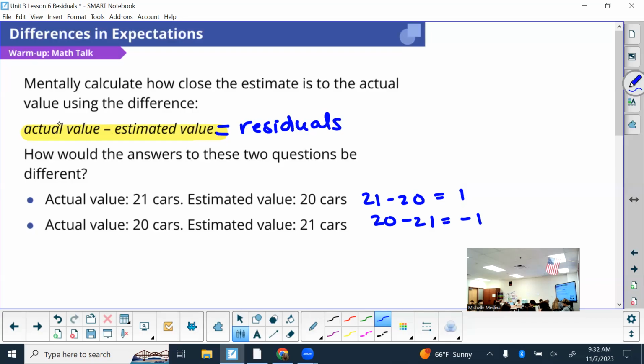Now, actual values are what you see, for example, with your actual eyes. If you were doing an experiment or doing a survey, that would be the raw data that you collected. So maybe make a note of that. Actual data would be raw data. So what you observed or what someone observed.